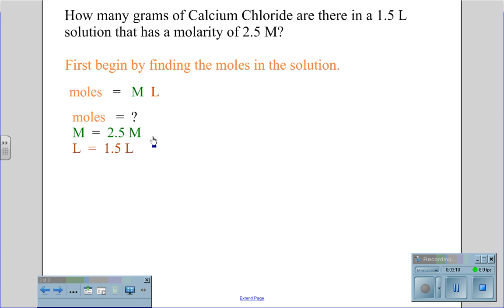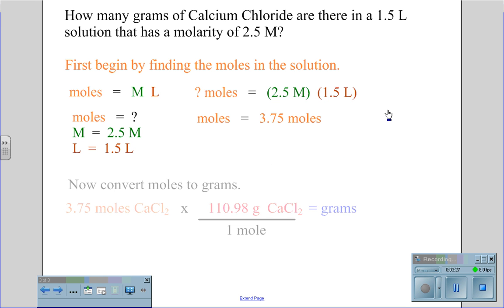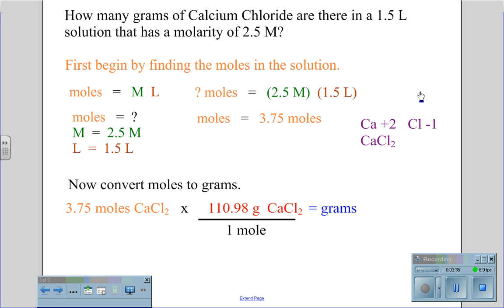Our molarity is 2.5 molar, and our liters is 1.5 liters. Using the equation, how many moles are there equal to 2.5 molar times 1.5 liters, and we get a value of 3.75 moles. Now we are going to convert the moles to grams. So first we're going to look for the correct formula for calcium chloride, calcium being a +2 ion, chlorine being a -1 ion. That gives us a formula of CaCl2.